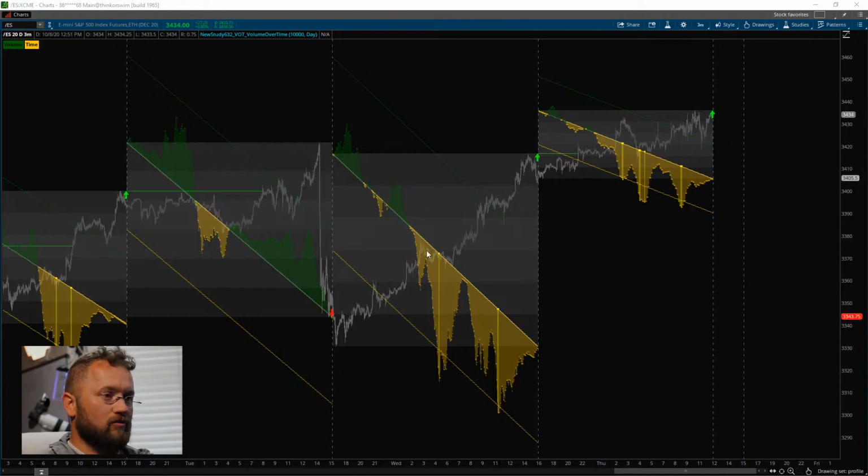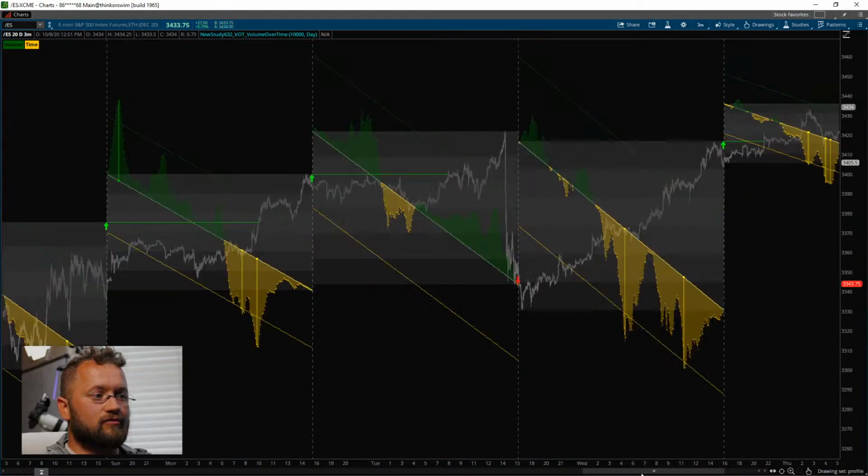Now, there's a few things that I look for. I look for, one, the arrow: where's all the volume? Is it higher or is it lower? Green arrow, higher; red arrow, lower. The other thing is I'll look for areas.